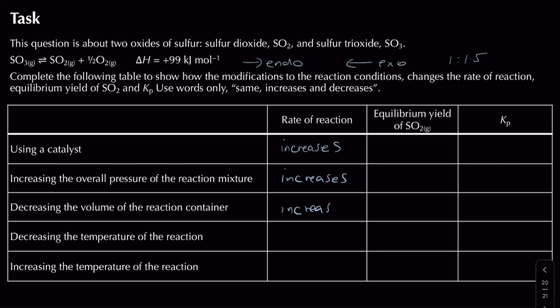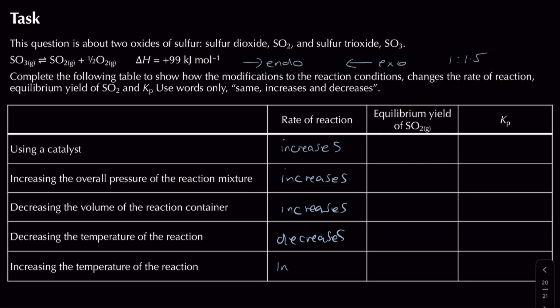If we were to look at decreasing the temperature of the reaction, the rate of reaction is actually going to decrease because we end up with fewer particles with energy above the activation energy. We end up with less frequent collisions, and so we end up with fewer successful collisions overall. The rate of reaction decreases.